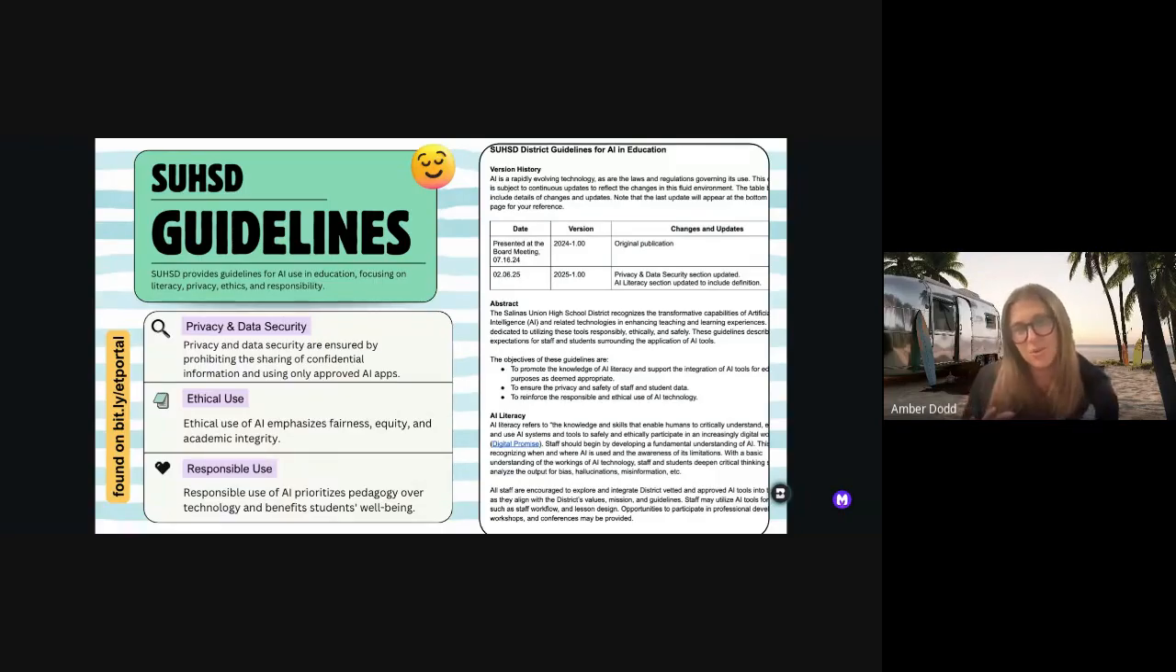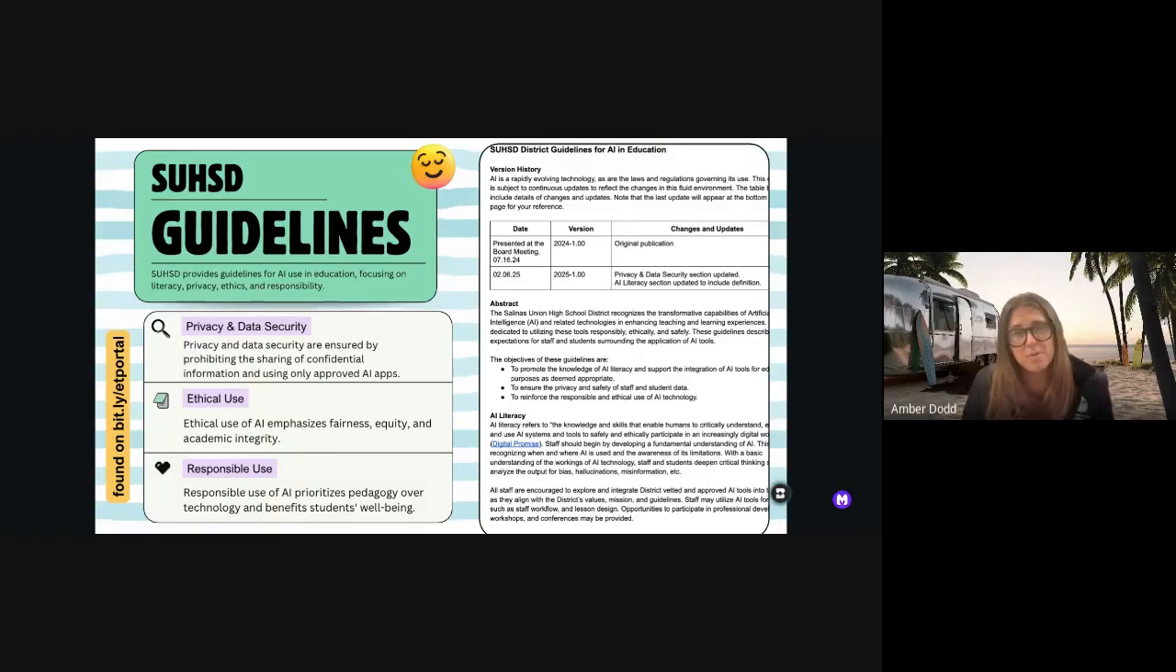Since then, companies have really started changing that, but we take a hard look at their terms of service and their terms of use. With that said, we want to make sure that we're using approved AI apps within our district as we're looking through things. We also look at the ethical use. When we talk about ethical use in terms of use guidelines, we're emphasizing fairness and equity and academic integrity.